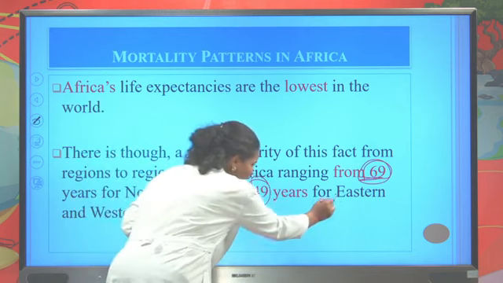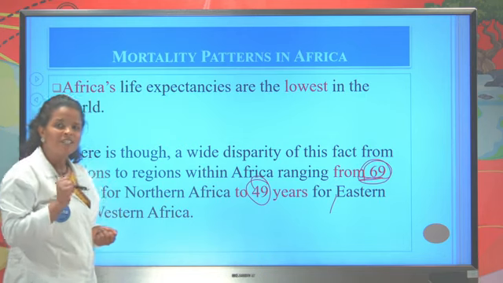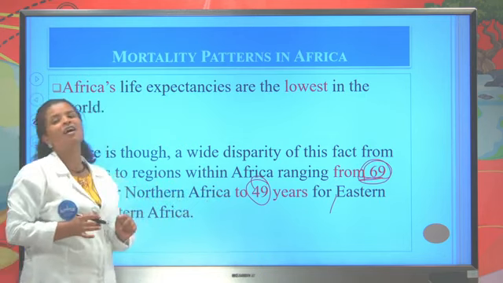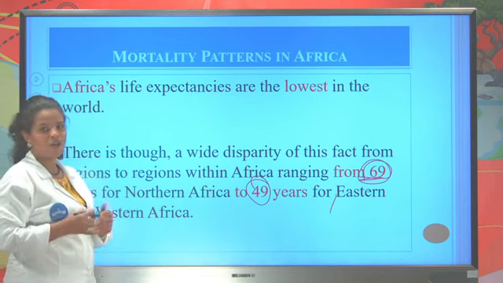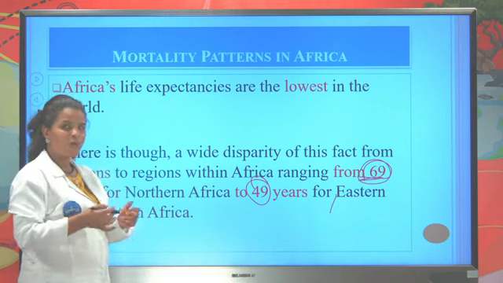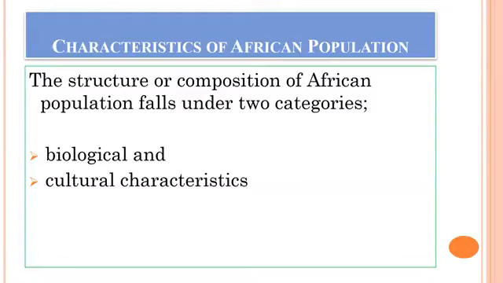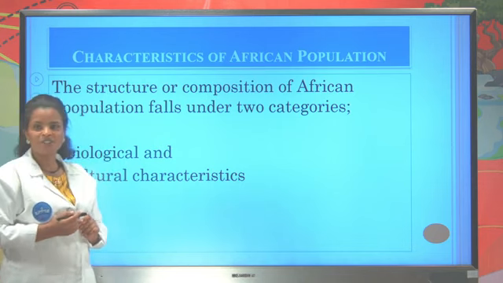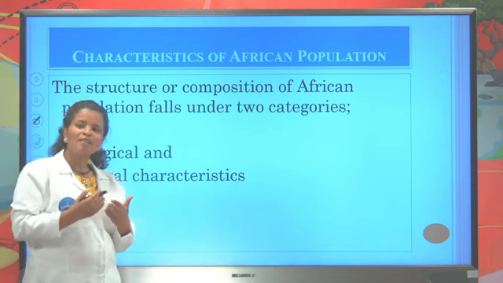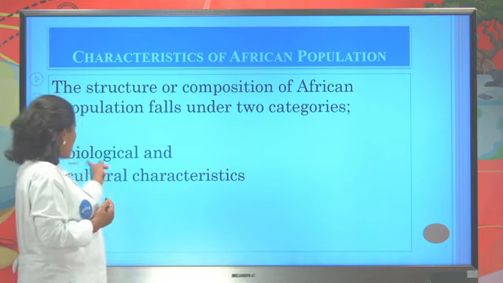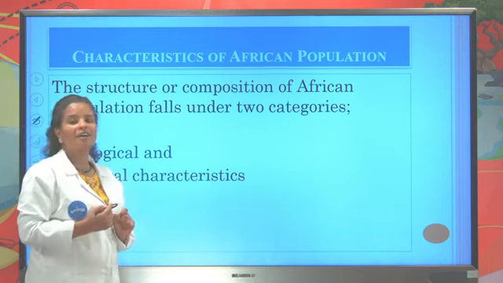Eastern Africa is the more populous region, and its fertility rate is very high. But the life expectancy of Eastern Africa is very low, only 49 years, because these are less developed countries. Ethiopia is also found in this region. Let us see the characteristics of the African population. The structure or composition of the African population falls under two categories: biological and cultural characteristics.